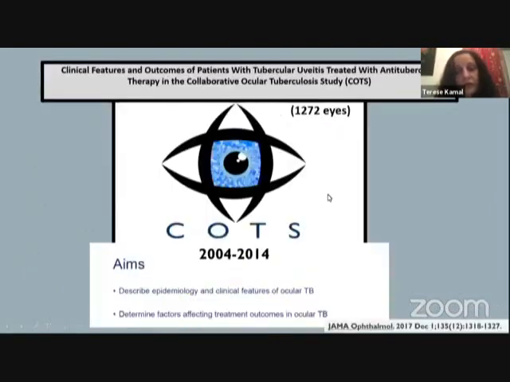I'm going to use the COT study, which is the Collaborative Ocular Tuberculosis Study, conducted retrospectively over 10 years. They recruited more than 1,200 patients, reviewed the records of these patients, and described the epidemiology and clinical features of ocular TB, also determining factors affecting treatment outcome in ocular TB. Now let's go through a few cases.